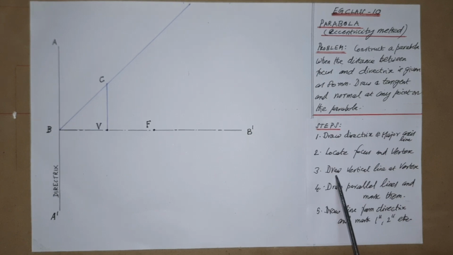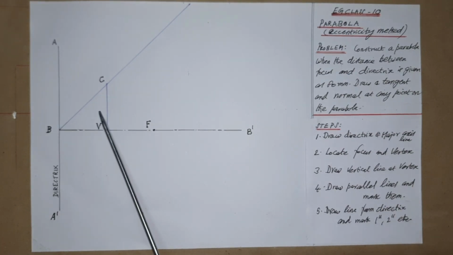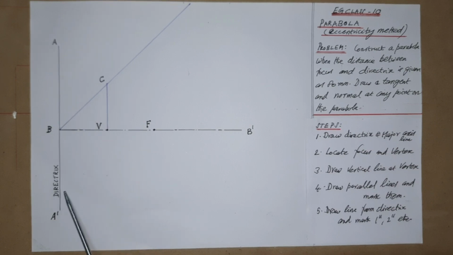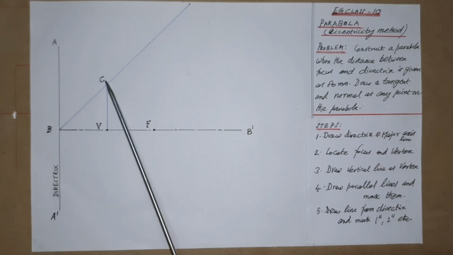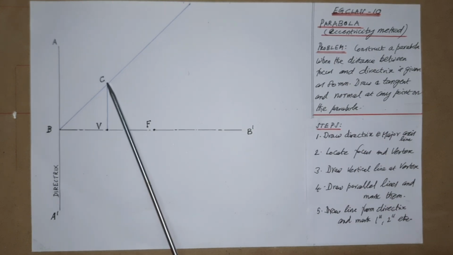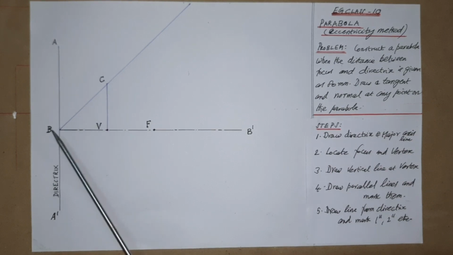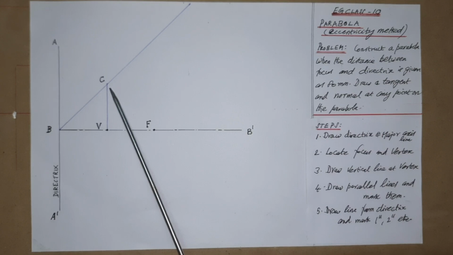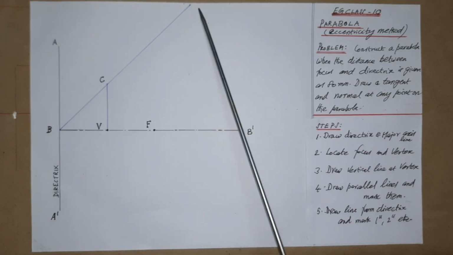Now, as per step 3, draw a vertical line, perpendicular to the axis at vertex V as shown, which is also parallel to the directrix. Then take the distance VB in the compass and mark it on the vertical line from V, so that VB equals VC as shown. Then extend the line after joining B and C, to the required length approximately.